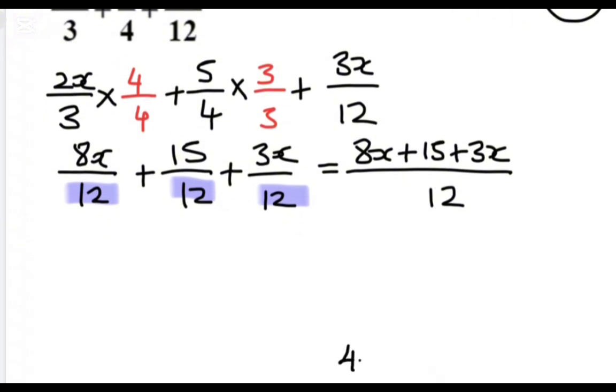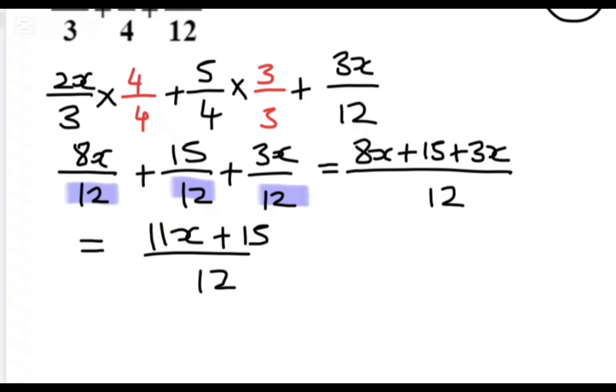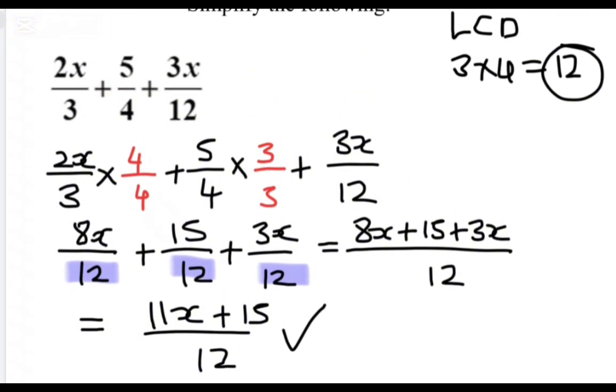Now we can add the like terms here. What are the like terms? They are 8x and 3x, which give us 11x. So we get 11x plus 15 divided by 12. This is how we simplify this one.